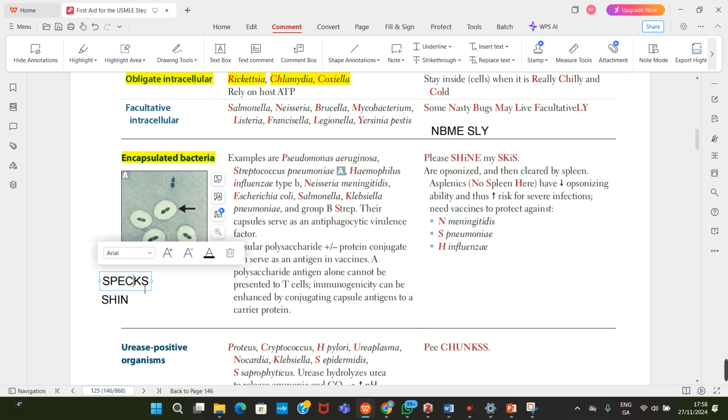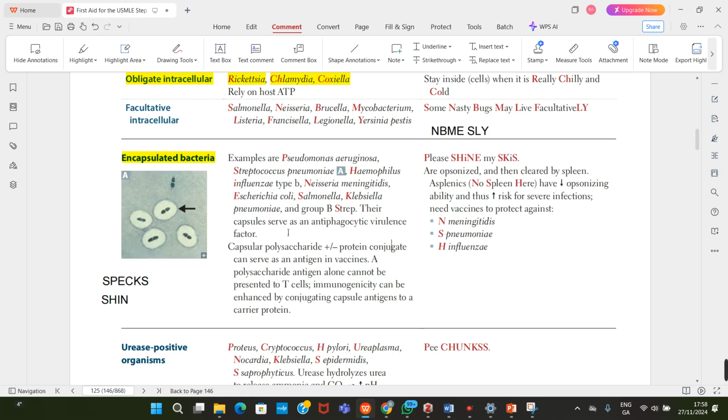Then the K for Klebsiella. So the S for Salmonella, group B strep, strep pneumo. So SHIN and the SPECs for the encapsulated organisms. Once you see encapsulated, you have to remember SHIN first. In fact, you can't forget SHIN for encapsulated. They are the major ones.